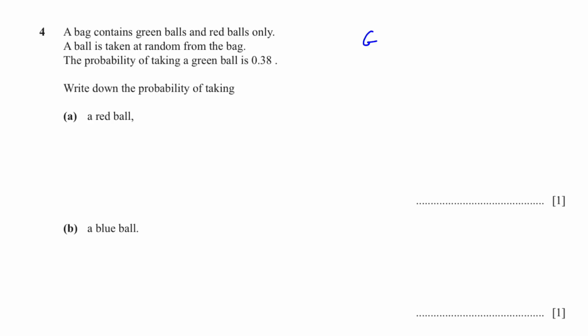So in a bag there are green balls and red balls. The total probability is always equal to 1. You have been given the probability of the green balls and you need to find the red ball probability. Whenever you have a question like this, whatever the probability is, you subtract it from 1. So 1 minus 0.38 will give you 0.62. A blue ball: you don't have any blue balls. You got green balls and red balls. So the probability is 0.